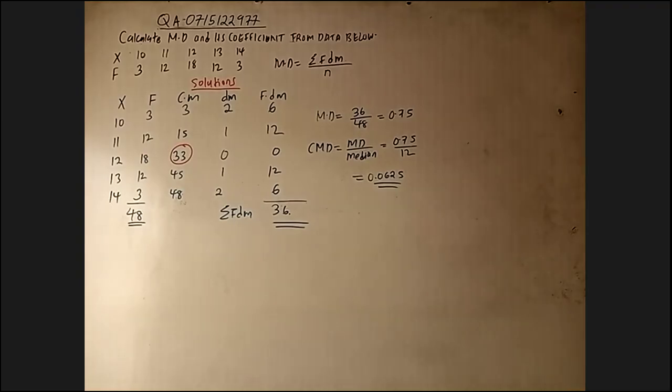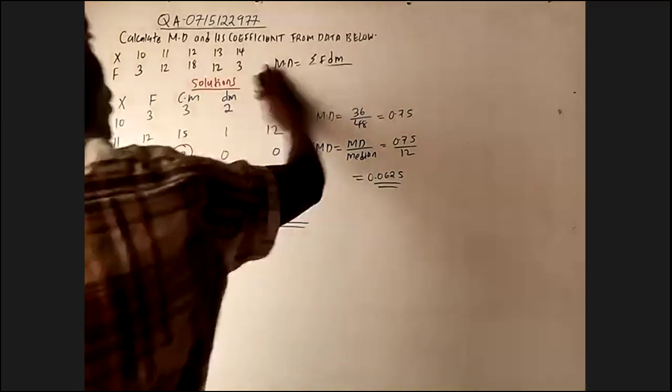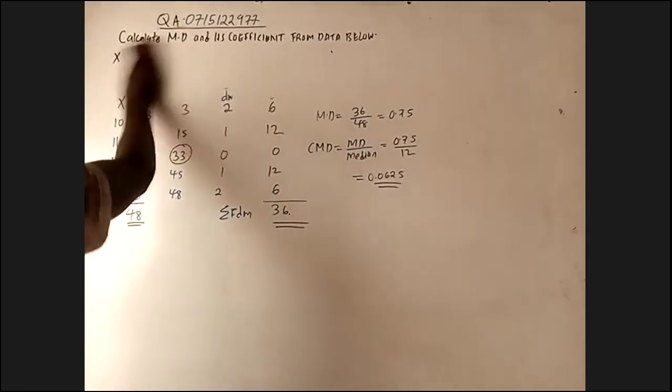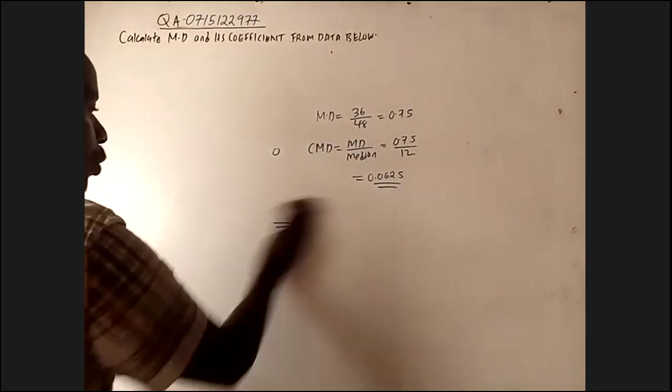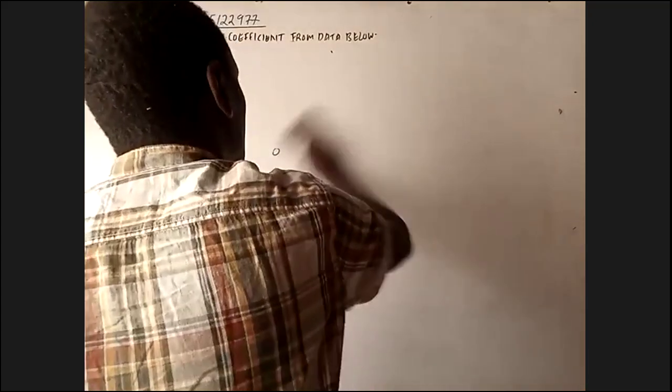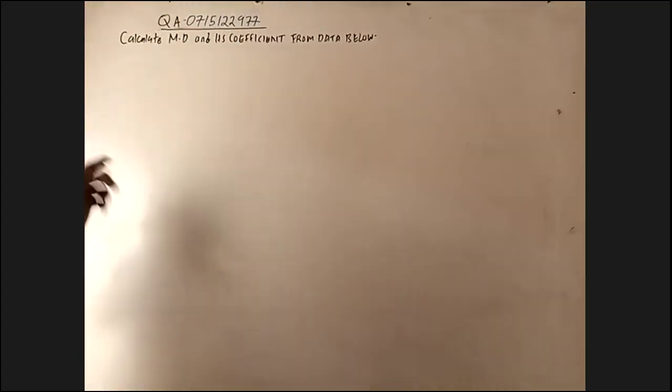Now, let me give you the data. The data I'm giving you is continuous data. Now, the same question we did, try to use mean. To me, mean is hard because to calculate mean there are many things: you need to find the midpoint, you need to find the value of x bar.